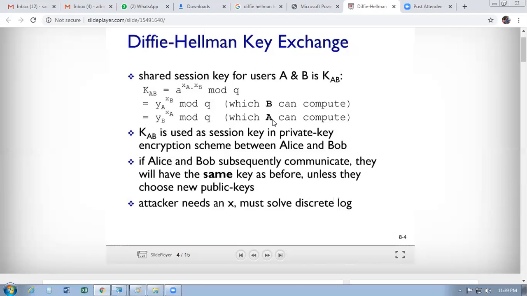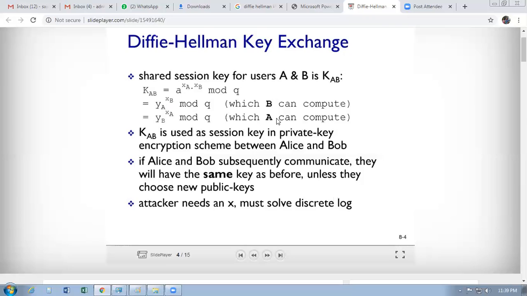That is very important. So how does B calculate the session key? B knows A's public key, but B knows only its own secret key. It cannot use the other person's secret key. So B can use the other person's public key and his own private key to calculate the session key.